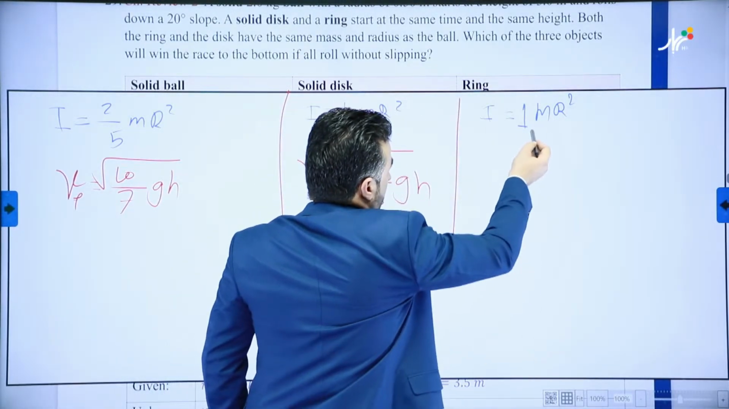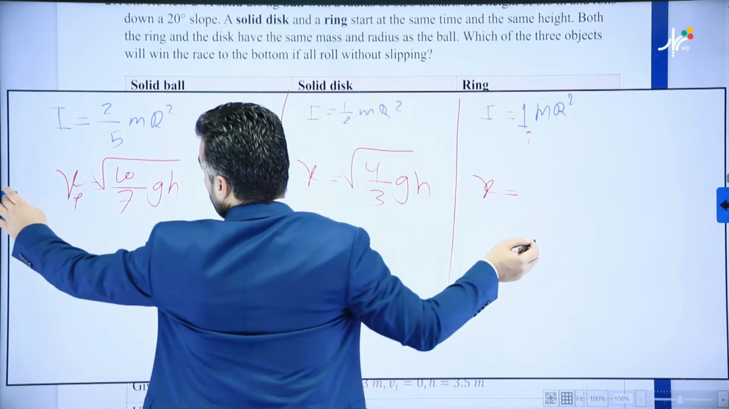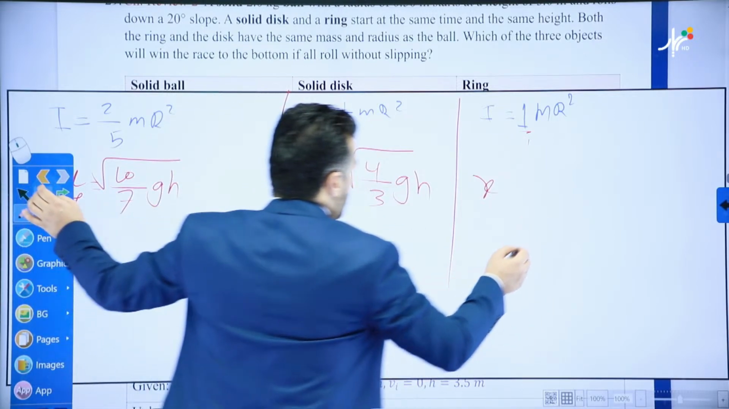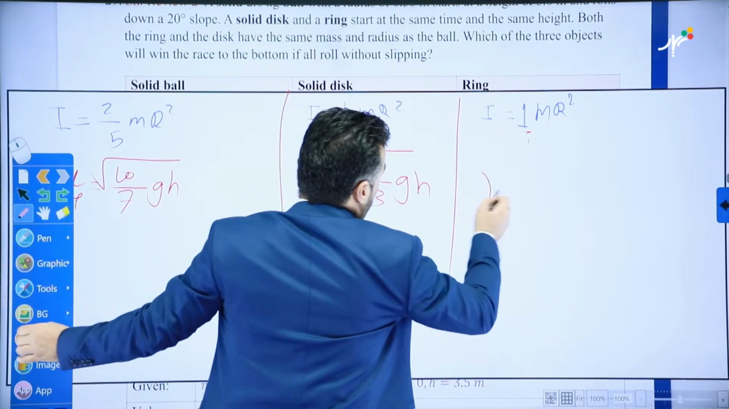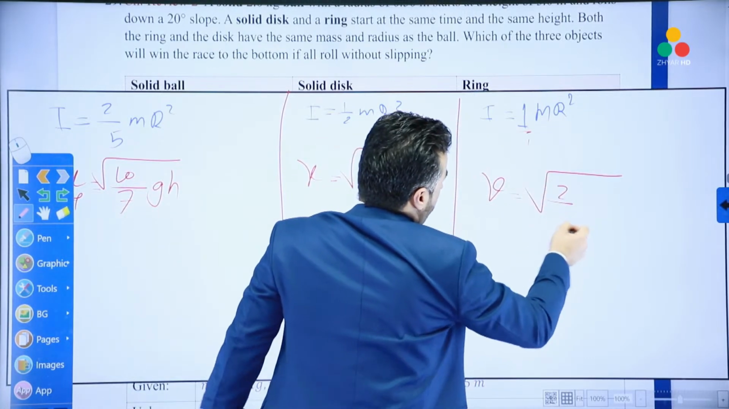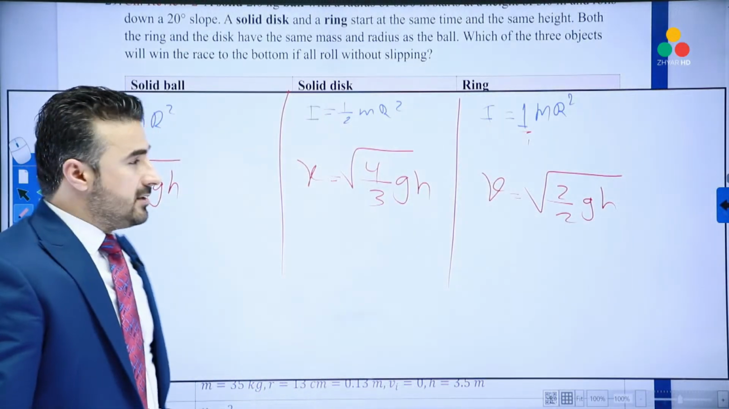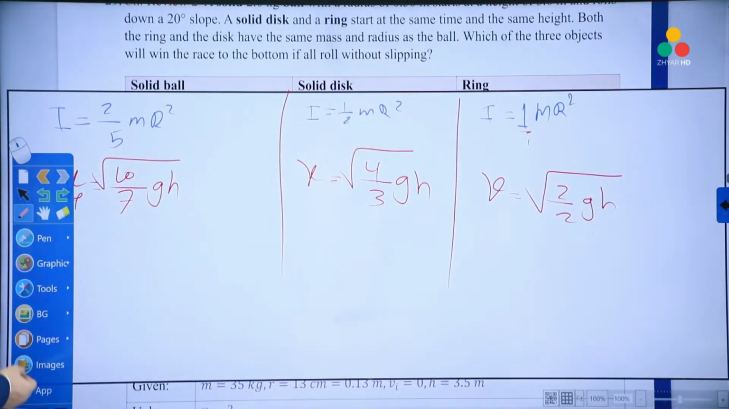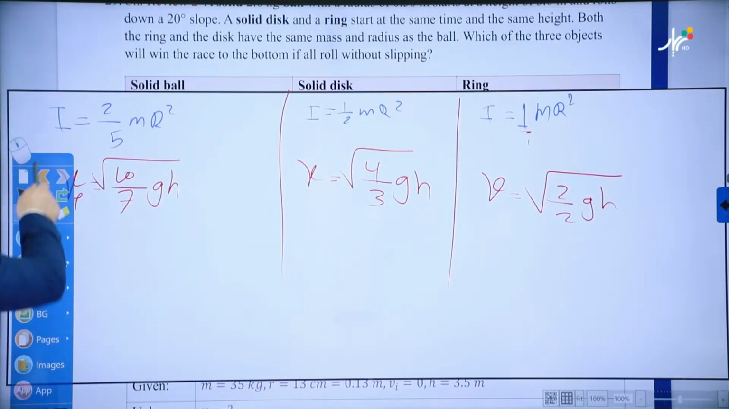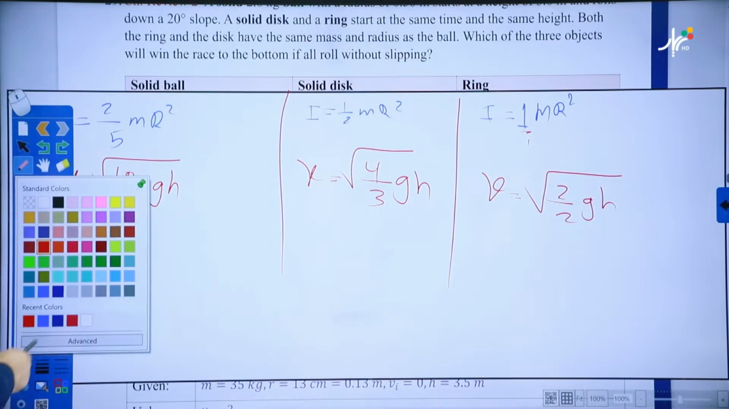What about for the ring? Of course, if it is 1, there is 1 under, so translational speed will equal the square root of 2 times denominator, 2 over 2 in this case, g times h, yeah? Now, all you need to do is just plug in the numbers, and you will get the result without any doubt.